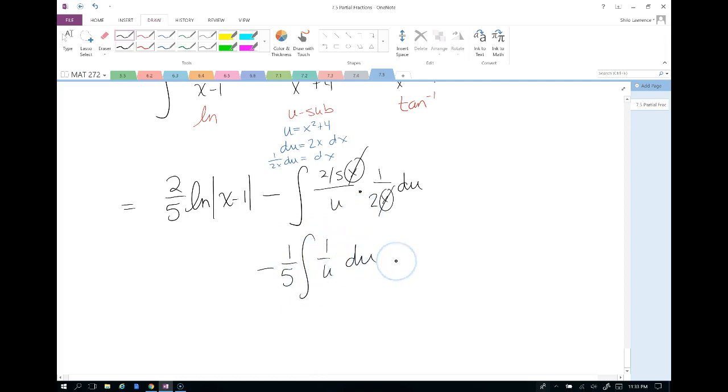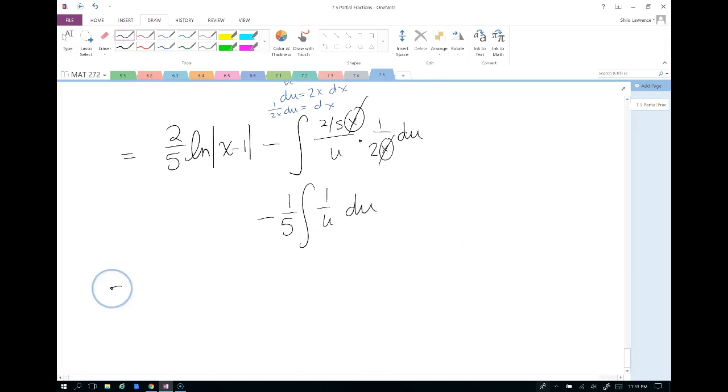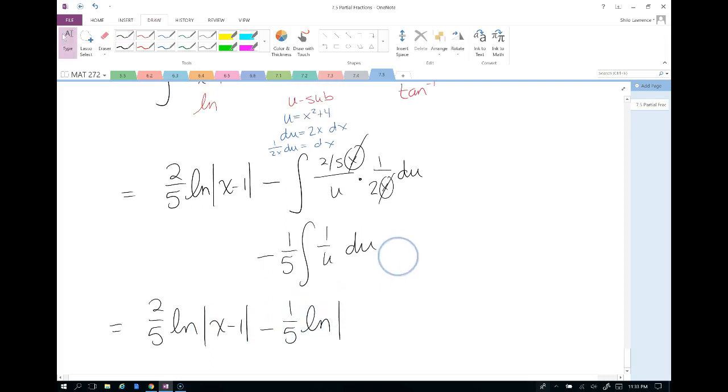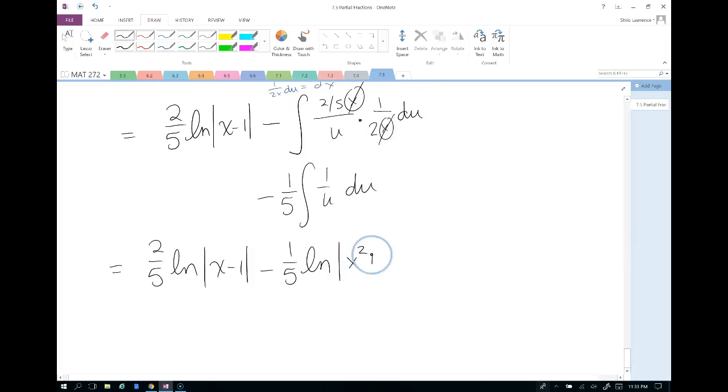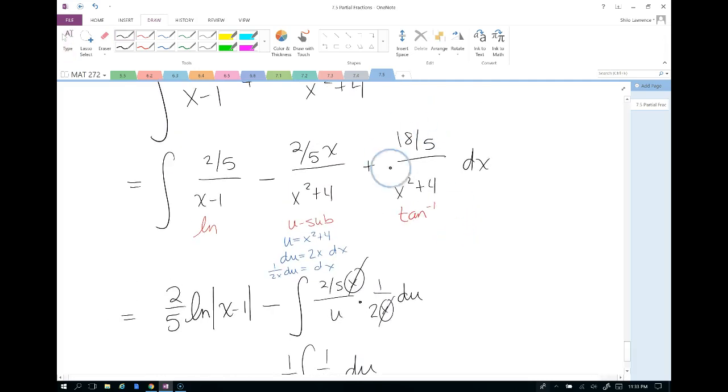And we see that this one's going to turn into a log as well, because we just have the integral of 1 over u. So now we've got 2 fifths natural log of x minus 1 minus 1 fifth natural log of the u for the second equation, which was x squared plus 4. And now we need to figure out how to do this last one.